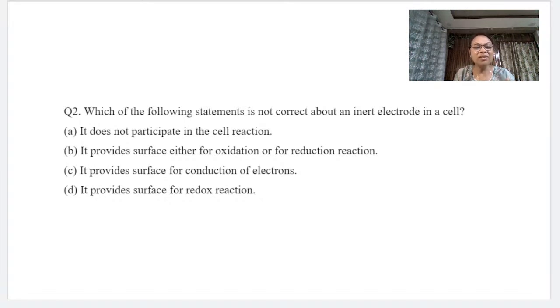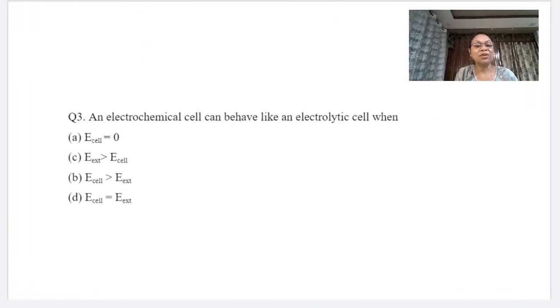See, it's so evident, how can an inert electrode provide a surface for a redox reaction? Either the electrode behaves as an oxidation electrode or a reduction electrode. I mean, for an oxidation or a reduction. Yes, it cannot provide surface for both the reactions. So this was an evident option. Okay, let's go to the next one.